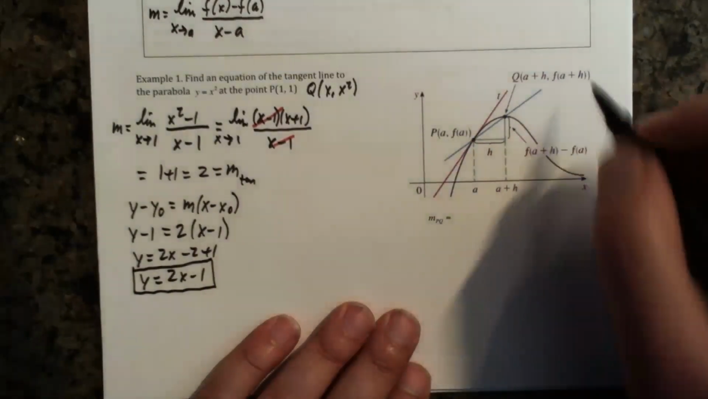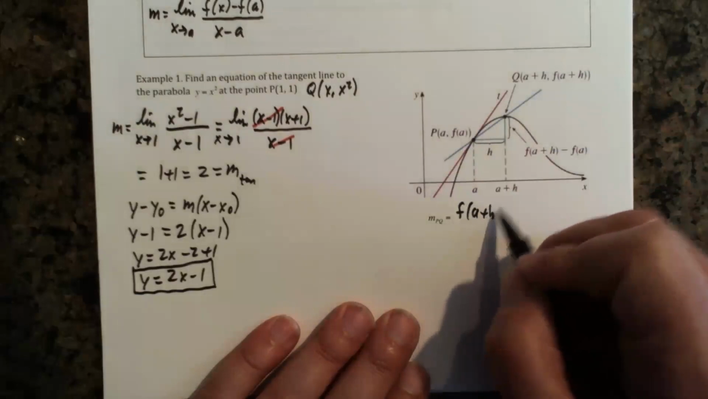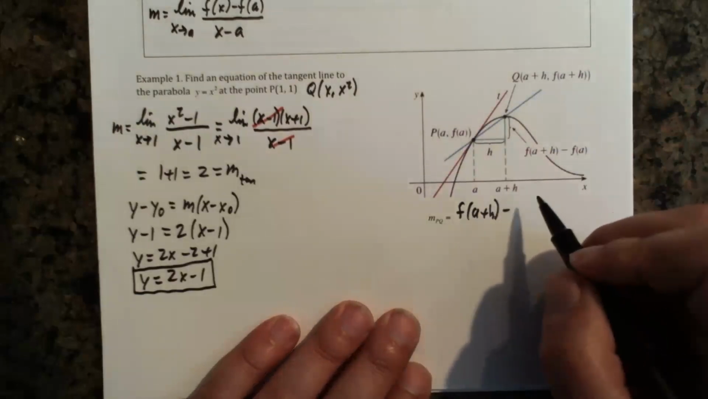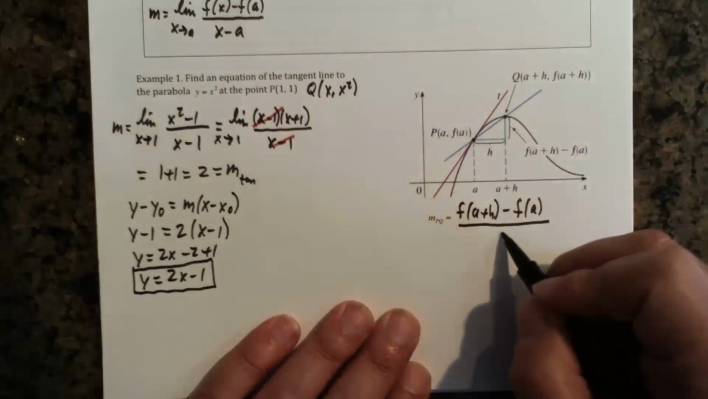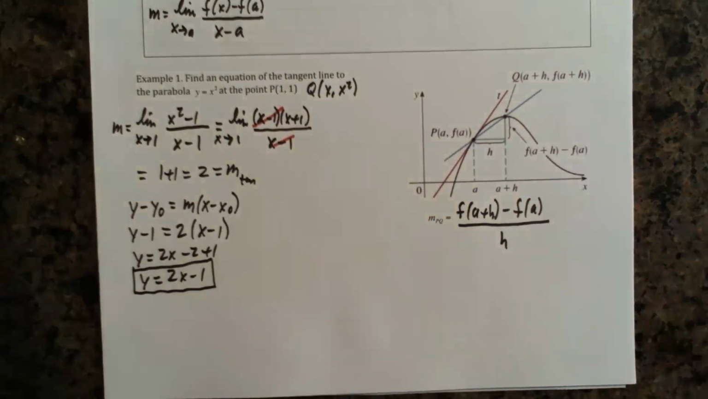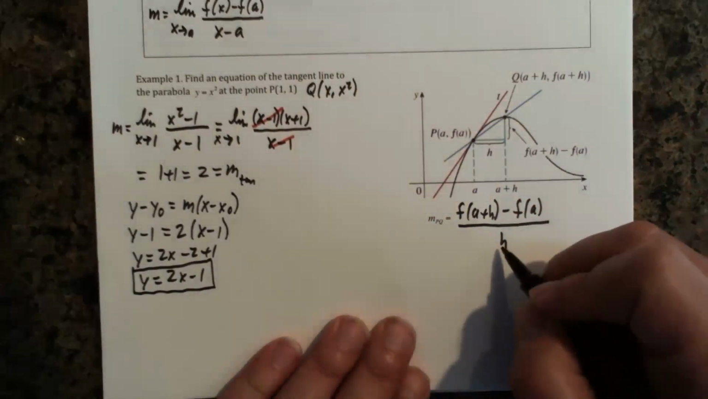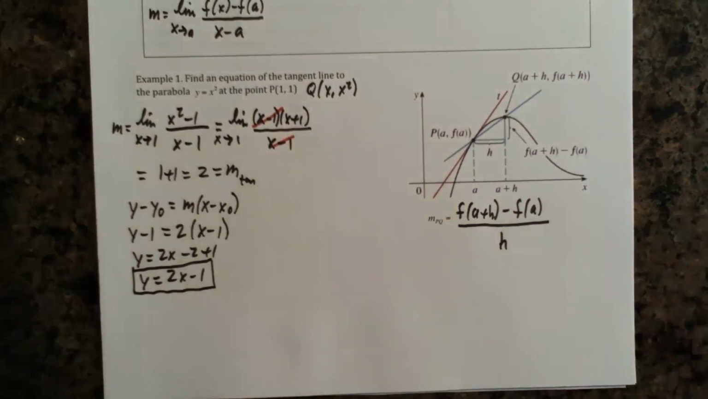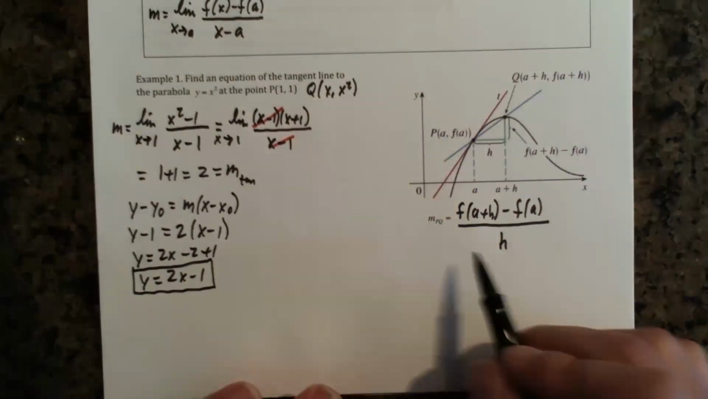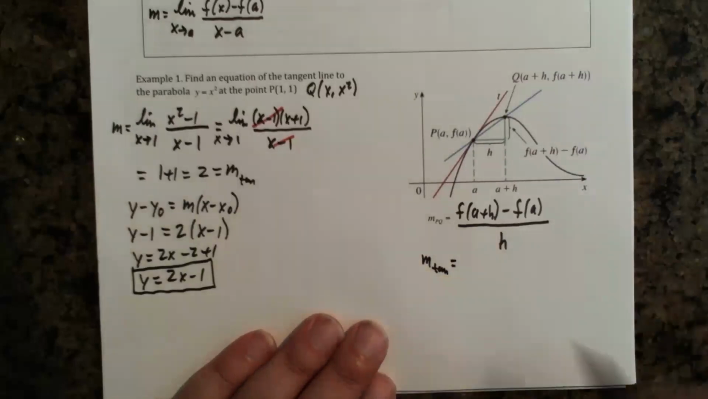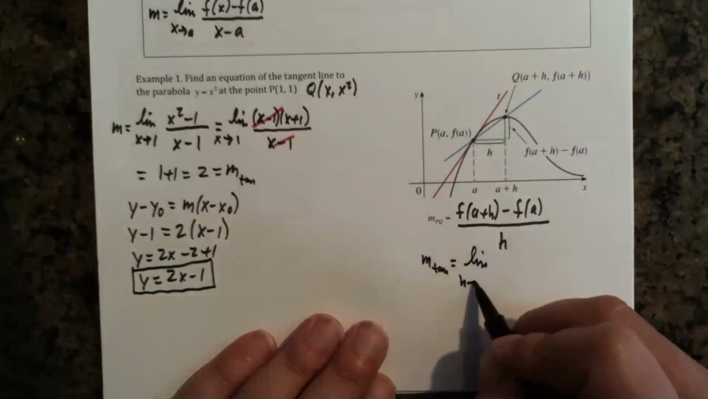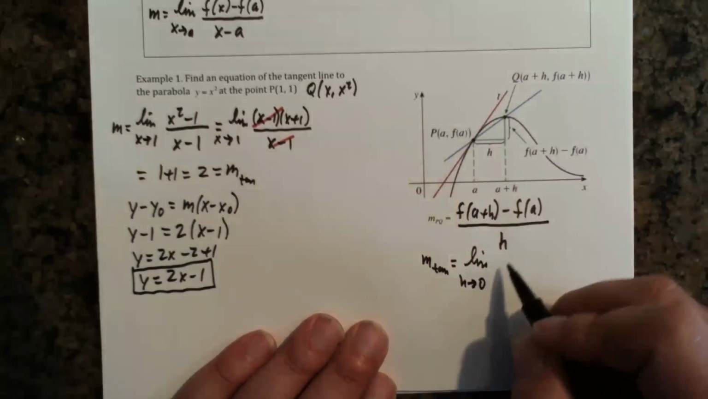So our slope is going to be the y value, so f of a plus h minus f of a, over, and this distance here is h. So that's our slope. However, we're not calling it that yet. This is the slope of the secant line. The slope of the tangent line is going to be the limit as h approaches 0. So we want that gap, again, to go to 0.